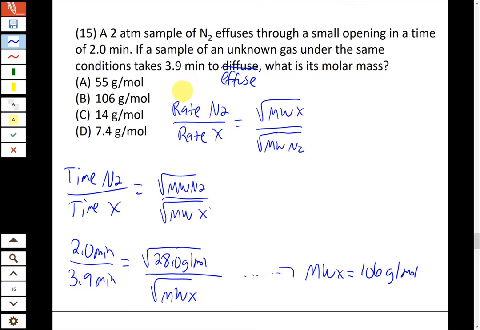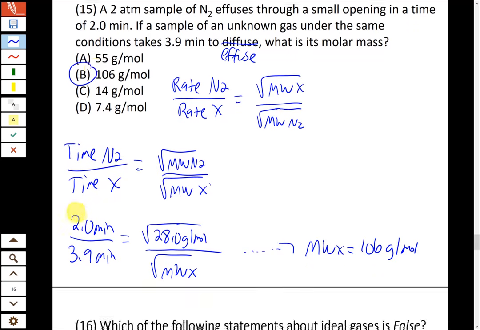Heavier gases move slower. And so choice B works. C and D we could have eliminated because they're both smaller molar masses. But the one that numerically works out is choice B. All right, questions on that question or that topic? All right, so anytime you see effusion or diffusion, this is the equation that should come to mind. And you're just comparing rates or times that it takes, and that's going to be how you'll, in this case, get the unknown molar mass.